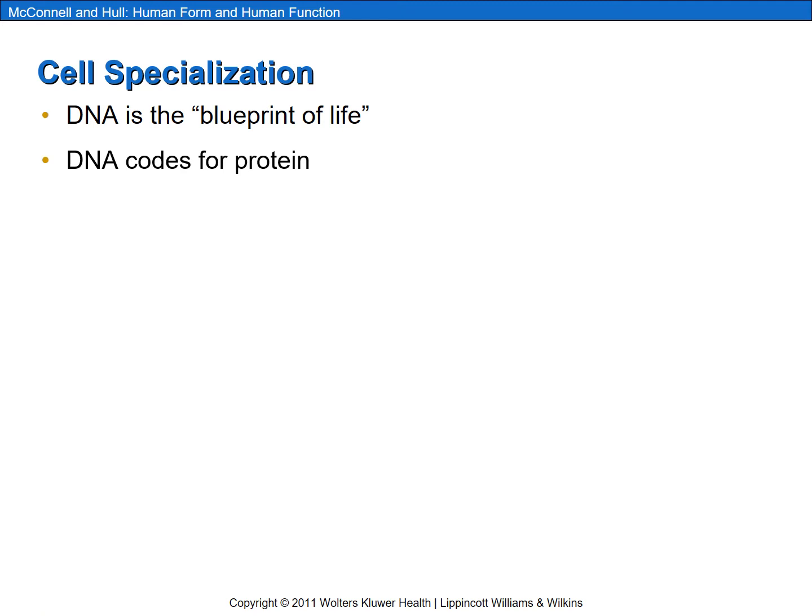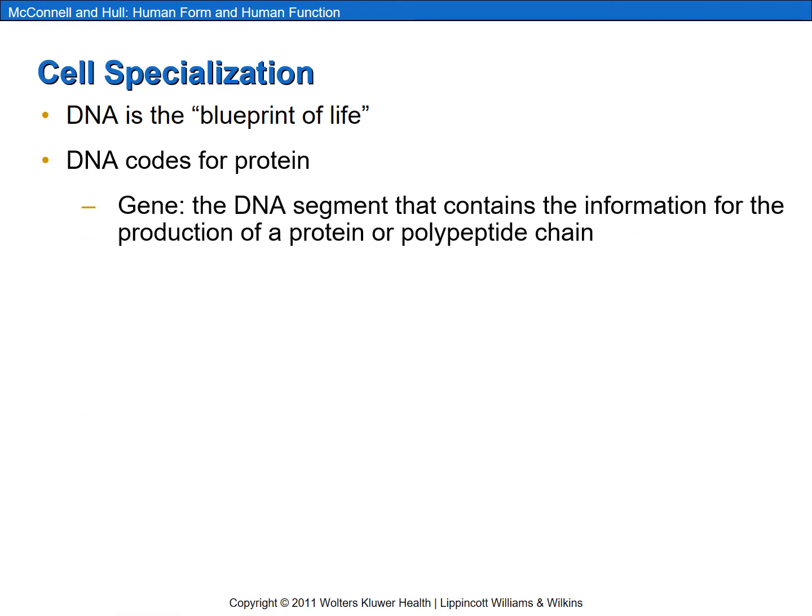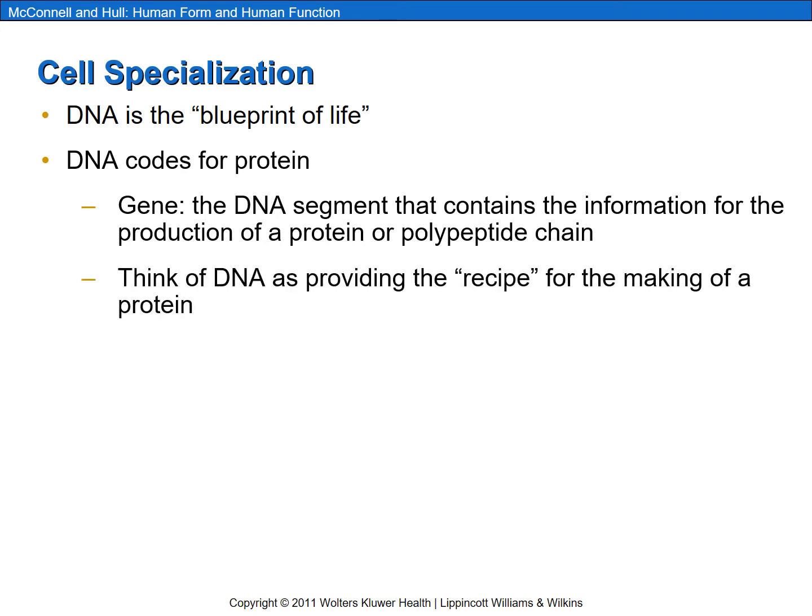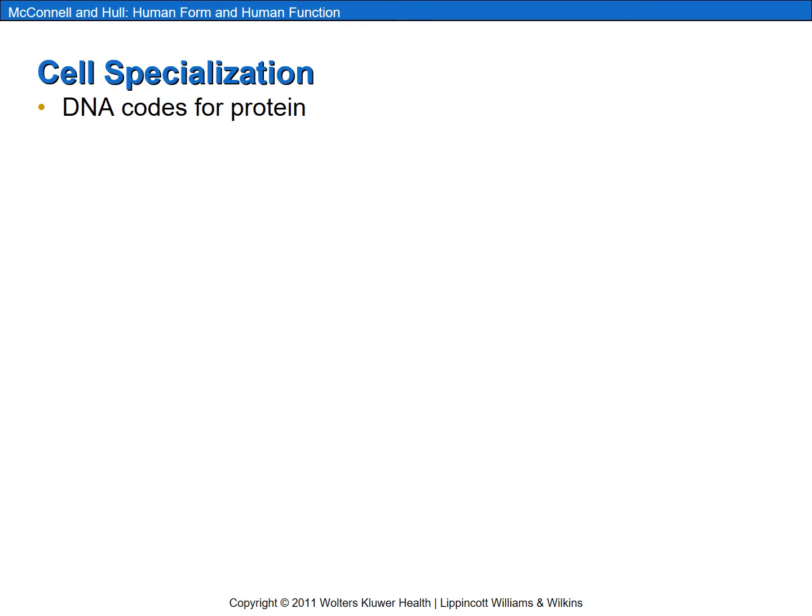Well, DNA codes for every protein in your body. In fact, a gene is the specific segment of DNA that contains the information for the production of a specific protein or a polypeptide chain. So you can think of DNA as providing the recipe for the making of all of the proteins in your body. In the same way that your mother or your grandmother may have a recipe for making a specific cake or a specific pie or some other cooked item. So DNA provides the recipe for all of the proteins in your body.